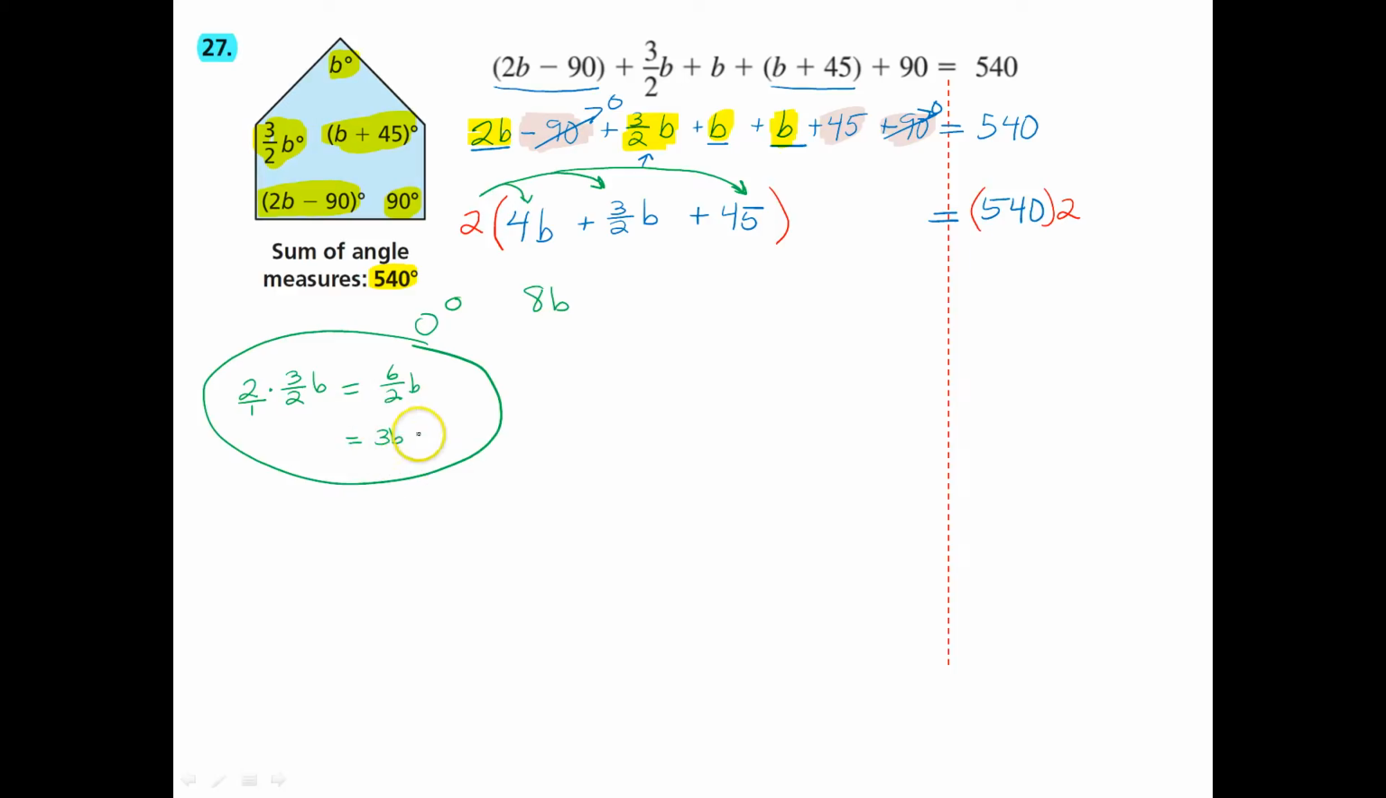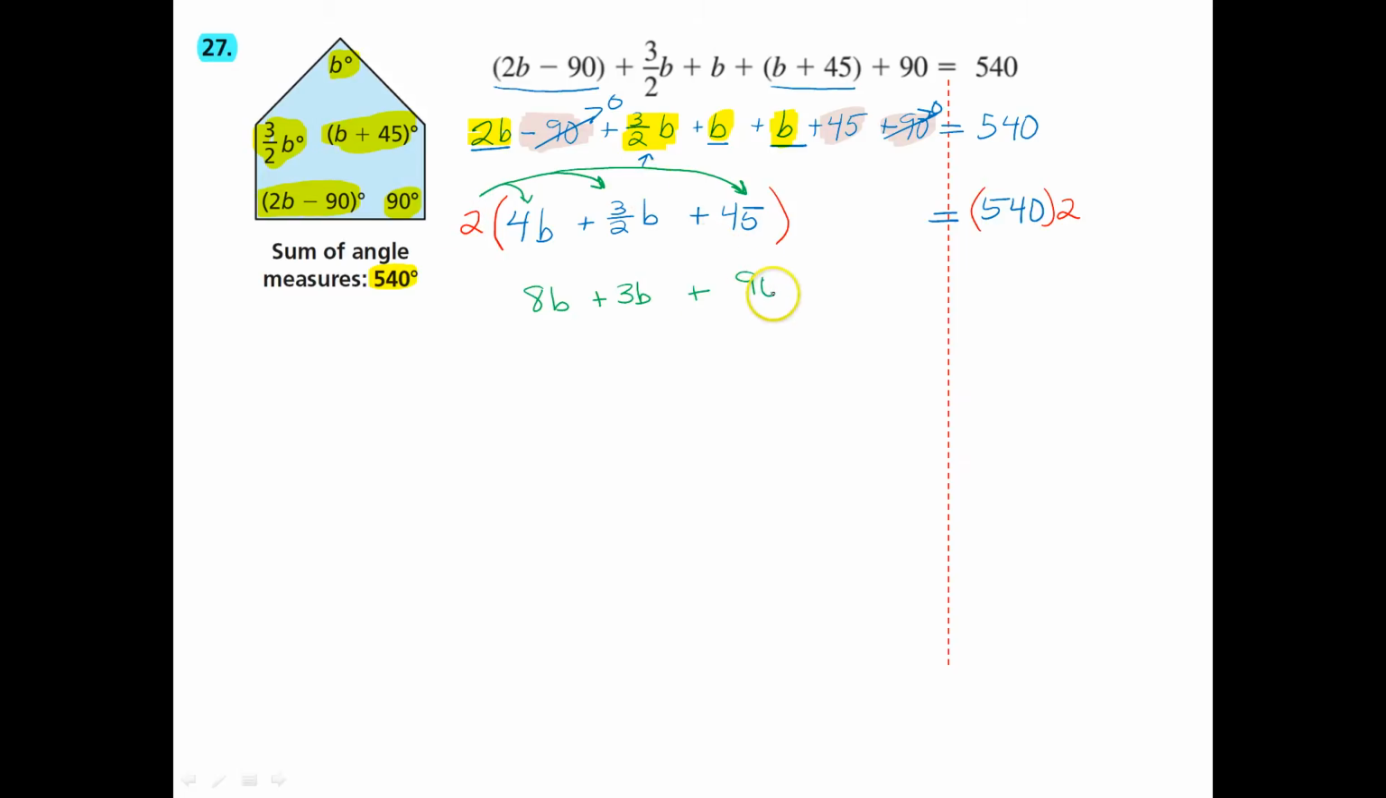But 6 divided by 2 is 3, so that's 3b. And I'm so happy because I don't have a fraction anymore. So this becomes plus 3b. Now that was tons of fun, but we can't forget we still have to multiply the 2 times the 45. So we get plus 2 times 45 is 90. And then the easiest one to forget is this sad little guy over here, 540. We got to remember to multiply him by 2. And 540 times 2 is 1,080.